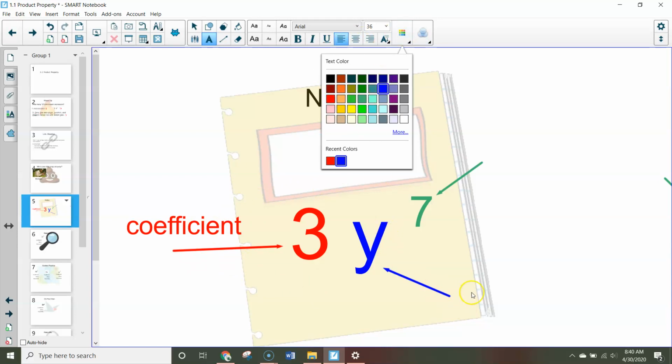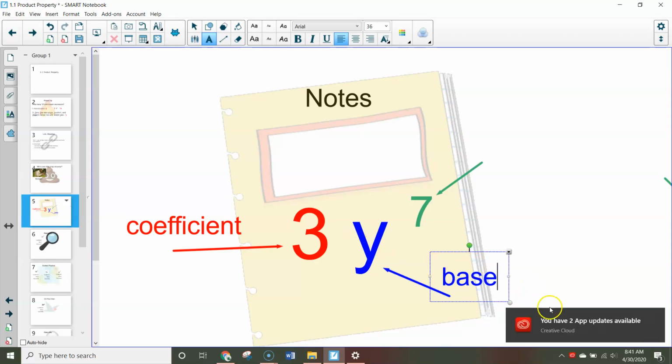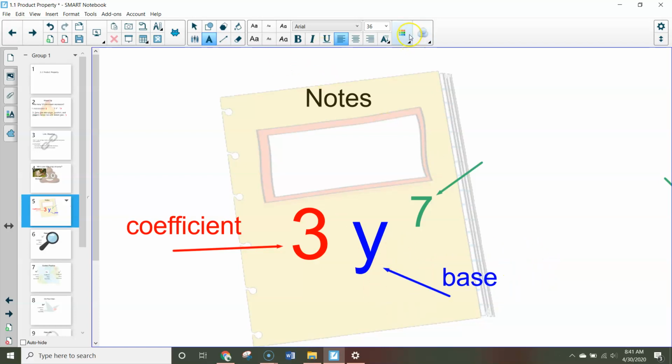This next one in blue we refer to as the base. So for today's lesson, the variable is going to be the base. Sometimes a number can be the base, but to keep things simple, in this case the variable will be the base. And then lastly, the small number up top is the exponent. So we've got the coefficient, the base, and the exponent. Go ahead and pause until you have all this written down and then press play again.